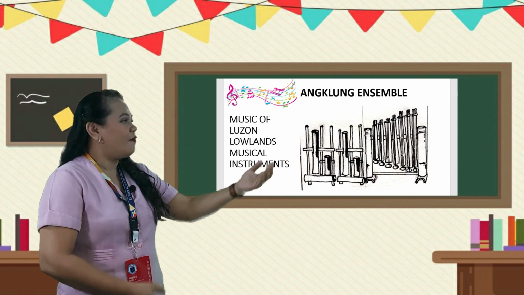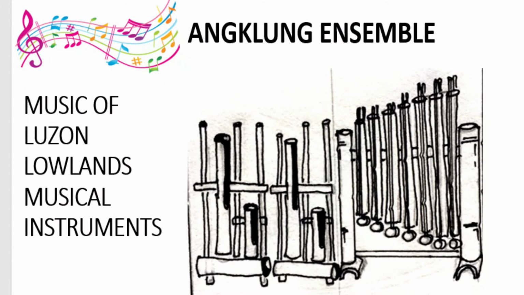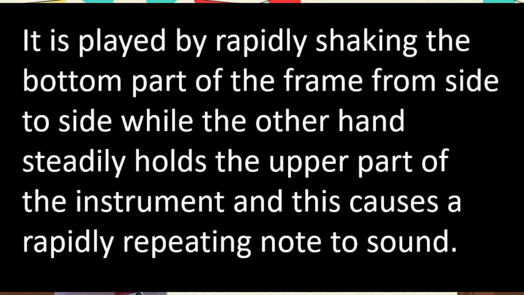Lastly, we have the Angklung Ensemble. Angklung Ensemble is a small group of musicians who play angklung bamboo instruments that are made of bamboo rattle tubes attached to a bamboo frame. It is played by rapidly shaking the bottom part of the frame from side to side, while the other hand steadily holds the upper part of the instrument. And this causes a rapidly repeating note to sound.